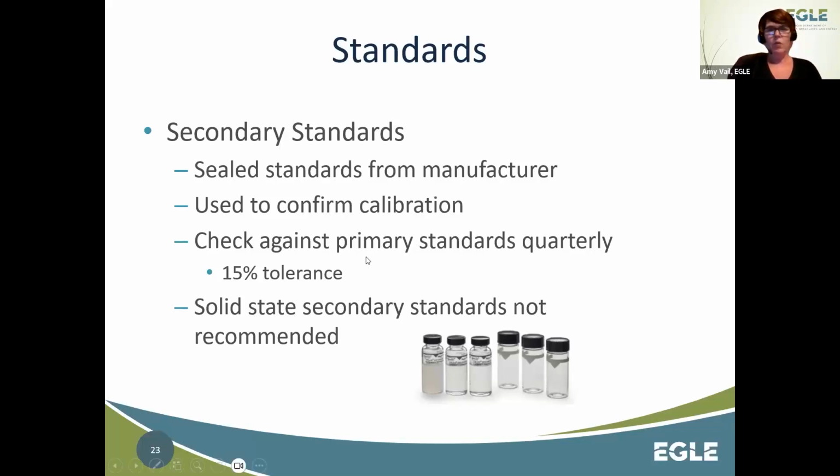And again, you want to check them against your primary standards at least quarterly, sometimes more often, but usually it's quarterly, so that you check your calibrations. You can check them daily if you want to, but I think quarterly is usually what's set out there. And you want to see a 15% tolerance. So if it says it's 10 and you get 20 coming out as a turbidity, you might want to check your calibrations again.